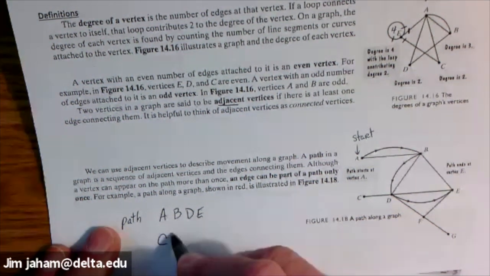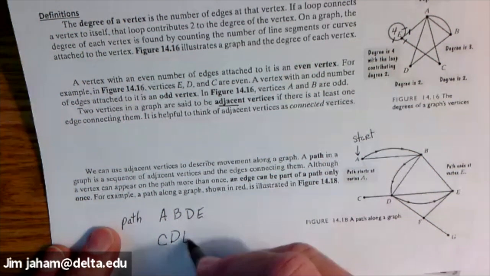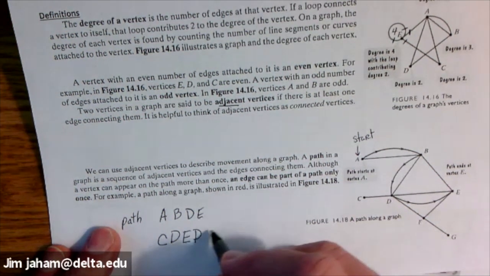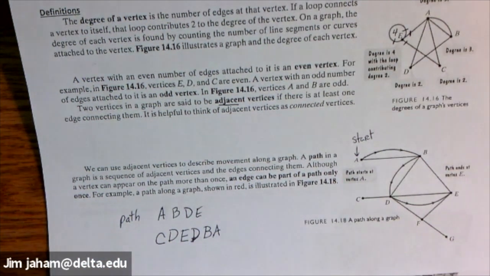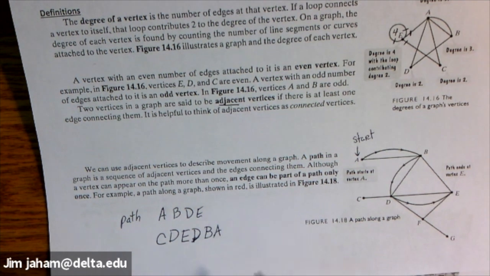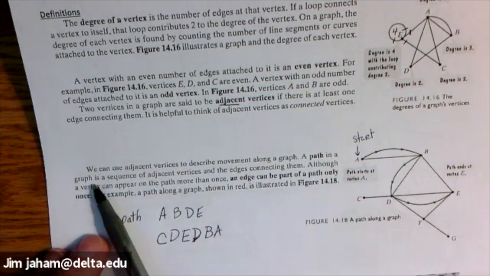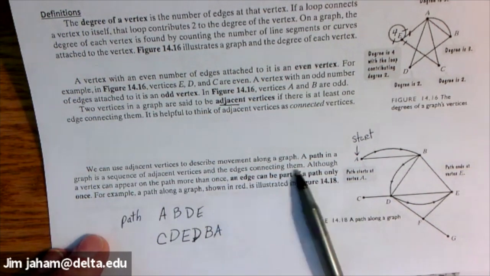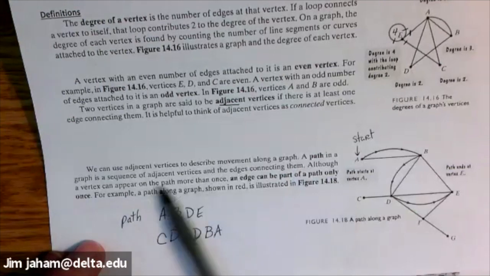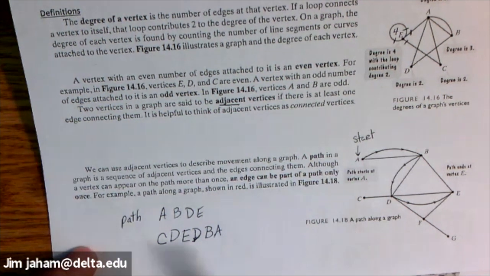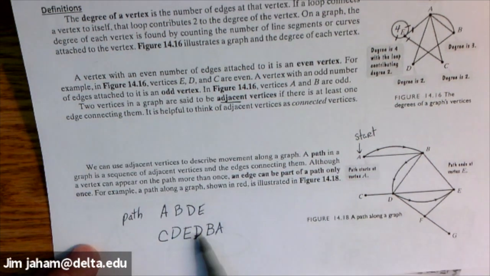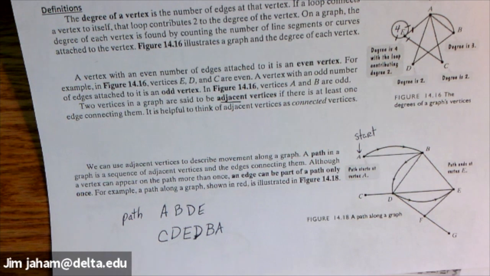C, D, E, D, B, A. Legal? Is this a path or is this not a path? Okay, let me go back to the definition. A path is a sequence of adjacent vertices and edges connecting them. Although a vertex can appear on the path more than once, an edge can be part of a path only once. So we will allow visiting a vertex more than once. Here we're visiting D twice, but we can't retrace an edge. So this in fact is a path.